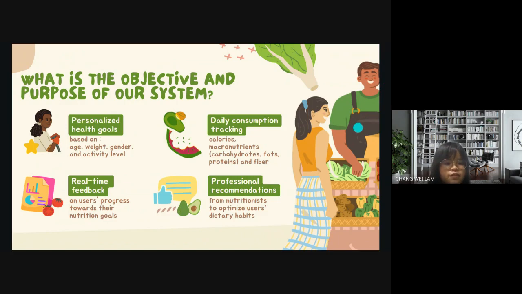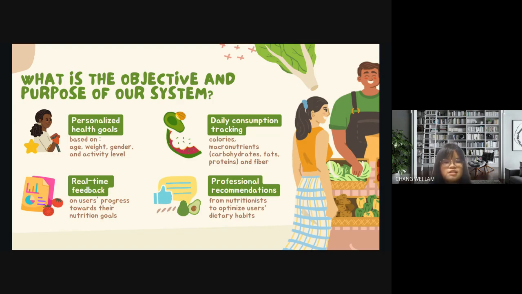So what is the objective and the purpose of our system? The first one is personalized health goal. The health goals are personalized based on their age, weight, gender, and activity level. The second one is daily consumption tracking. The users are required to enter their calories and macronutrients such as carbohydrates, fats, proteins, and fiber they consume daily into the system. And our system will give real-time feedback. The real-time feedback is given to the users based on their progress towards their nutrition goal.